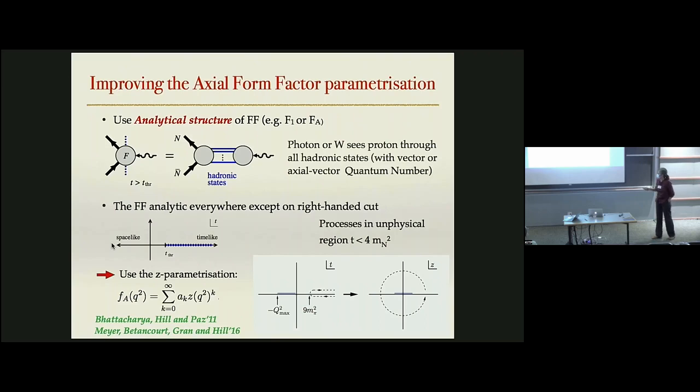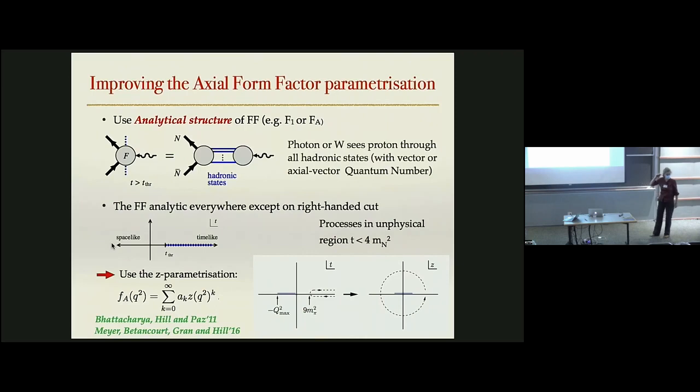So there have been some works that have used the so-called z parametrization to offer a better parametrization of this axial form factor. These are the works in these two papers, for instance. What do they do? They map the cut into a circle, okay? And then they expand around the so-called z parameter, where they expect the convergence to be much better.